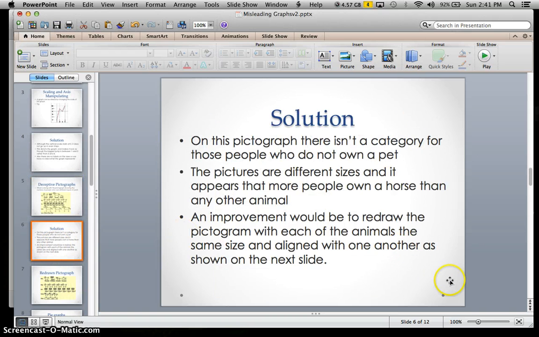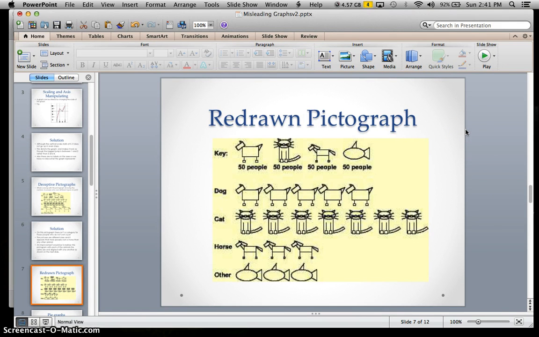An improvement that we can make would be to redraw this pictogram with each of the animals the same size and aligned with one another, as shown on the next slide. So if we take a look at the next slide, I've redrawn this pictograph, or this pictogram. You could call it a graph or a pictogram. So that all of the information is lined up, so that the spacing doesn't mislead or give the wrong idea about this data.